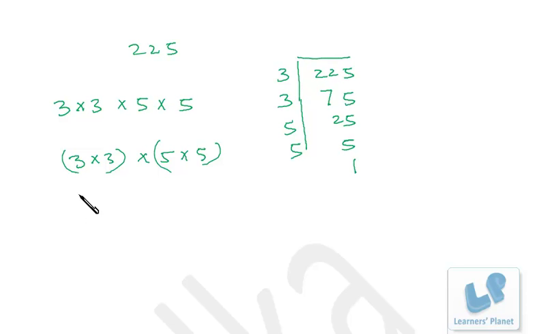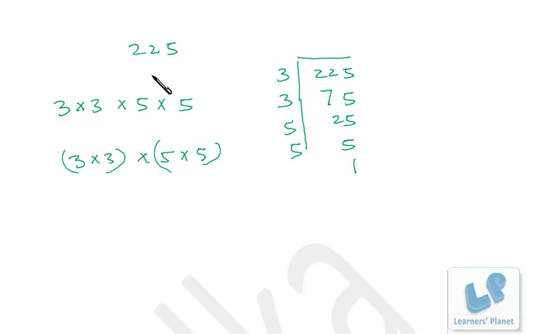Now just listen to me carefully. When we group the 3's and the 5's, what is happening over here? All the 3's are coming over here, all the 5's are coming over here. Now we have even number of 3's and even number of 5's, right? Listen to me carefully. Even number of 3's and even number of 5's. And we don't have any extra number over here.